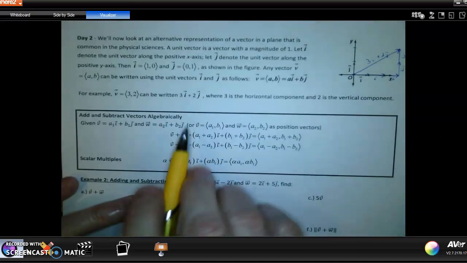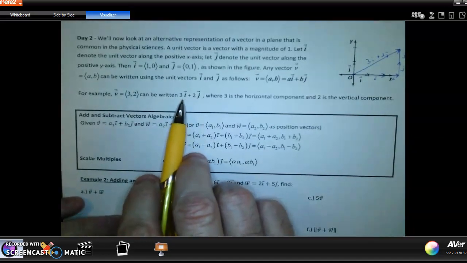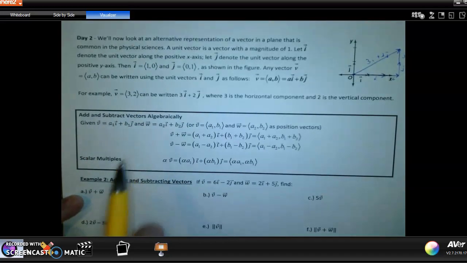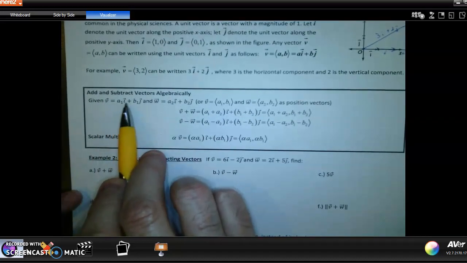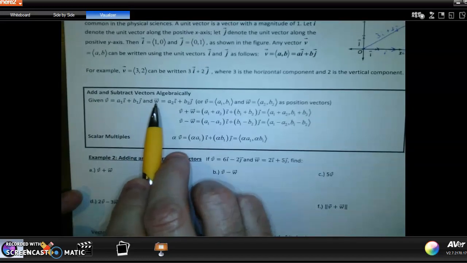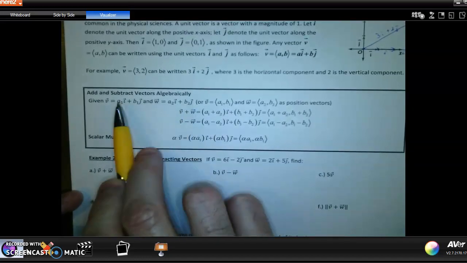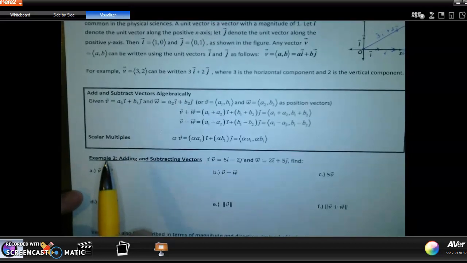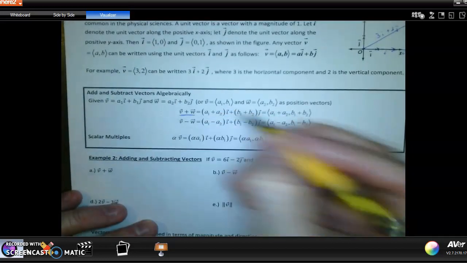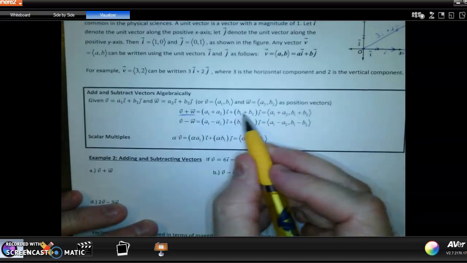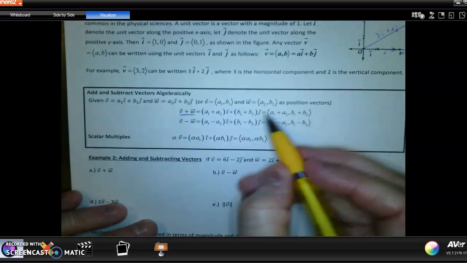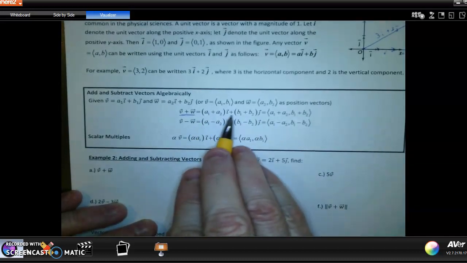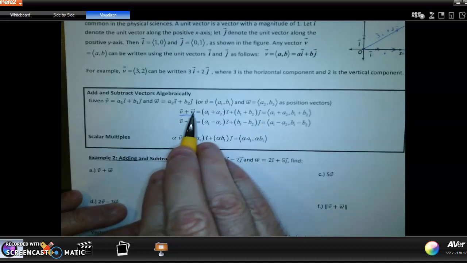Okay? Now, where this is handy is when it comes to adding and subtracting vectors. So if I have vector v, which is some number i plus some number j, and I have some other vector w, which is some number i plus some number j, so I'm writing these two as unit vectors, then the sum of those vectors would just be combining like terms. You would add the two numbers that are connected to the i's, you would add the two numbers that are connected to the j's, and that's all you do. You just combine like terms, and that's the sum of v plus w.